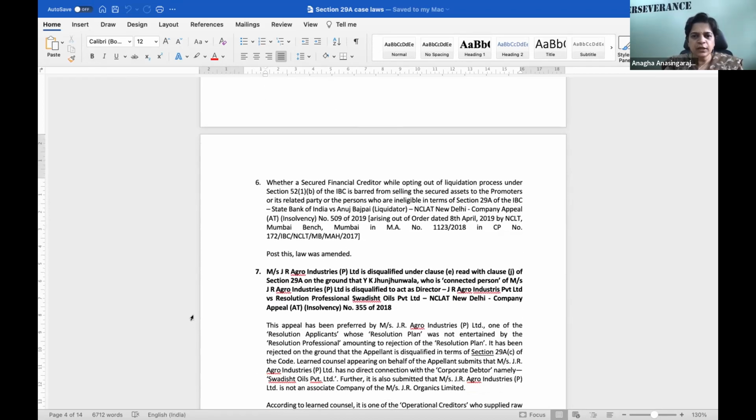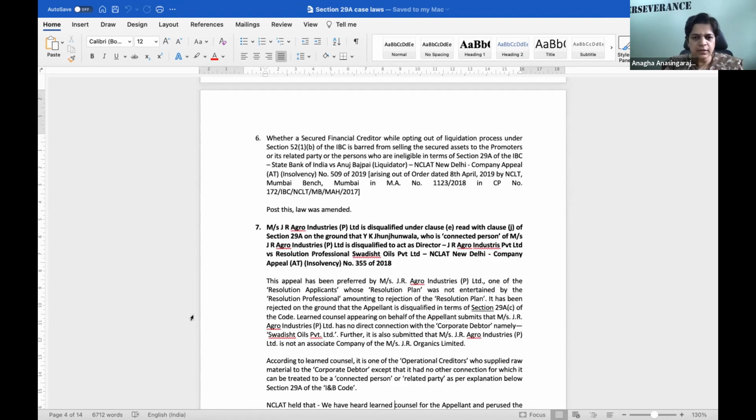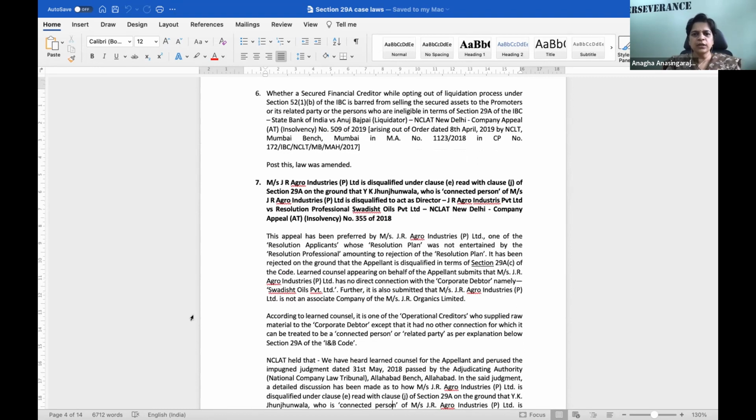Then secured financial creditor, yes, we saw this case where the law was amended after this. Then in the JR Agro Industries case, in this particular case of JR Agro Industries versus the RP of Swadesh Oil Mills, it was held that JR Agro Industries is disqualified under clause E, read with clause G of 29A, on the ground that so-and-so, a connected person of JR Agro Industries, is also disqualified to act as a director.